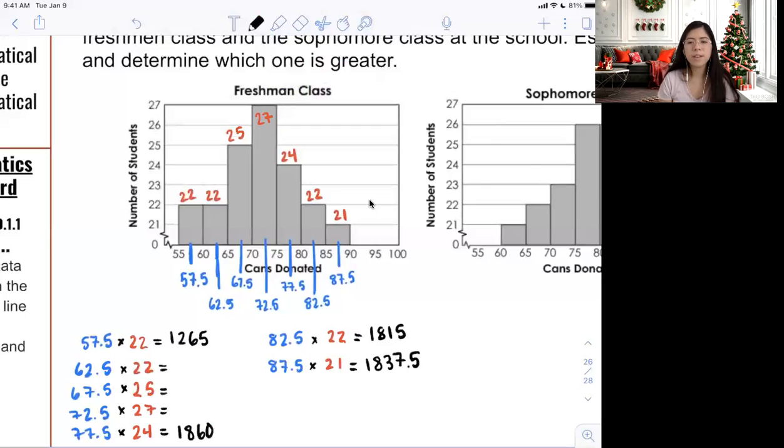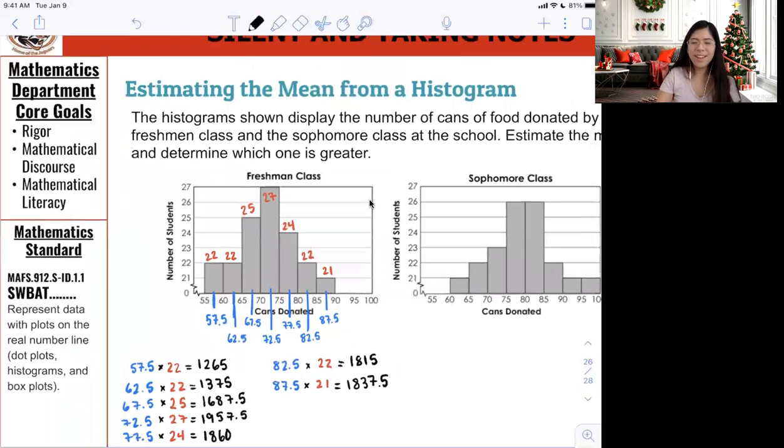Okay. Who's got the second value? Going down, for 62.5? 1,375. Okay. What about the next one? 1,687.5. Okay. And the last one? 1,957.5. Awesome.